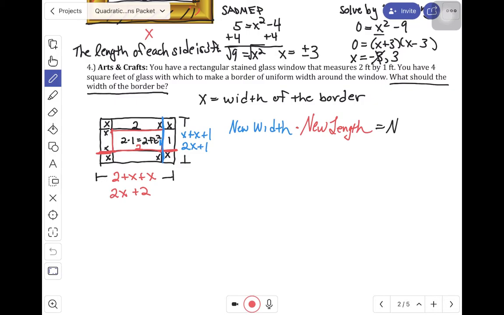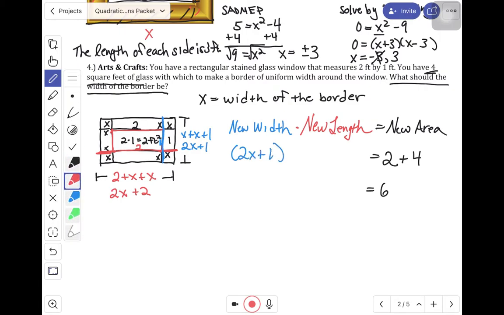So we've got to think about what the new area is, right? Well, if the original area of the picture was just 2 square feet, and it says I have 4 square feet of glass to build the border, my new area is just going to be the sum of 2 and 4. So the sum of 2 and 4 is 6. And then I have my new width, my new width was just that 2x plus 1. And my new length was just that 2x plus 2.